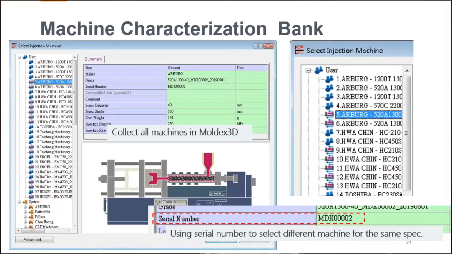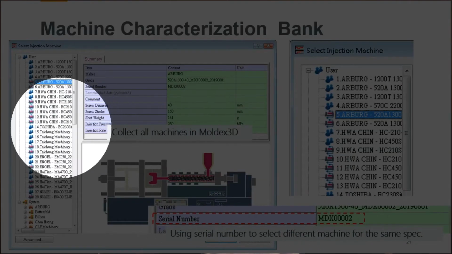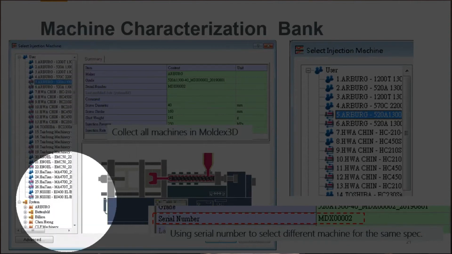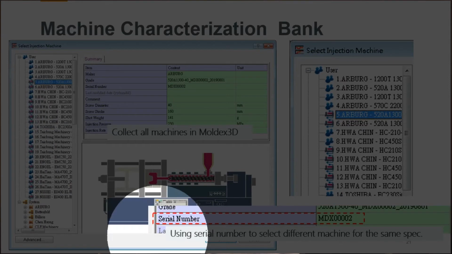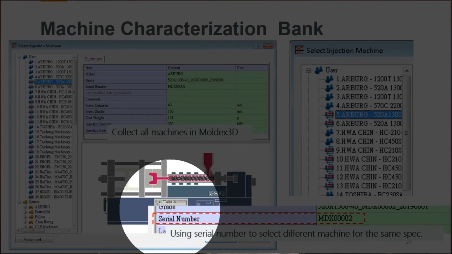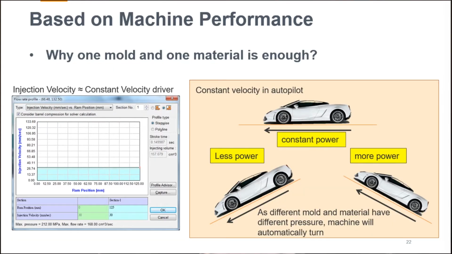In our MMIP file, we can set up this serial number from 1 to 10, so they can import all these machines into their database. And with this serial number, they can quickly find the right machine that they want to use for their simulation. Okay? Another question the customers might ask is, why do we need just one mold and one material?